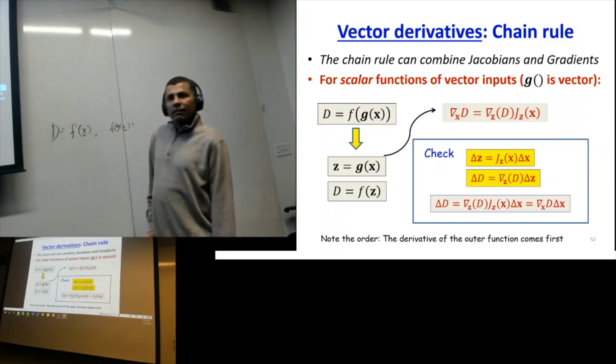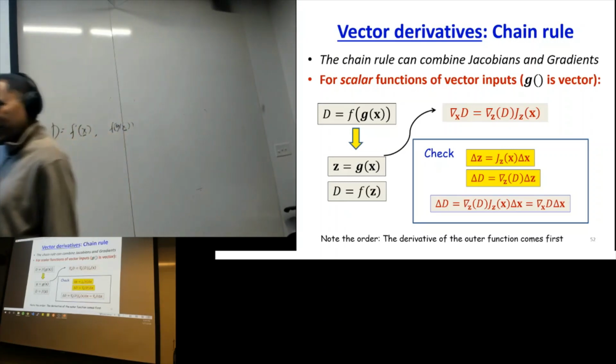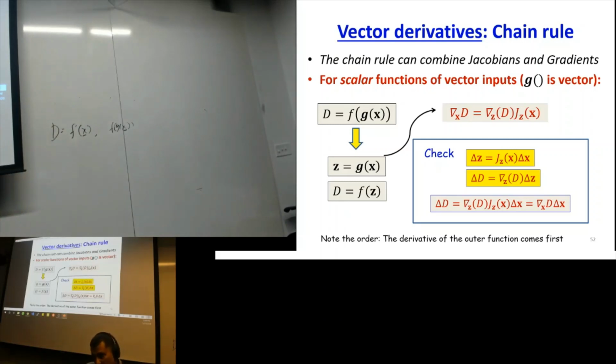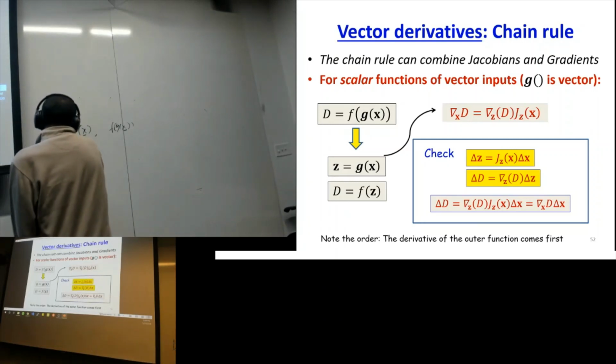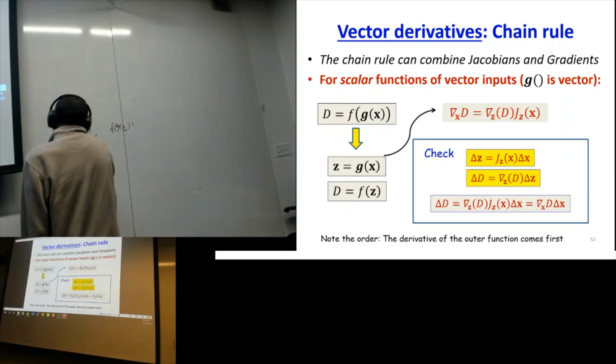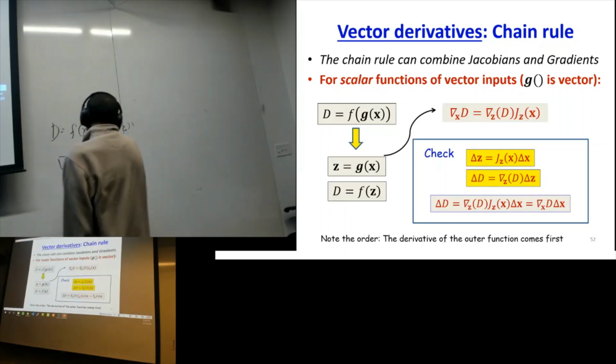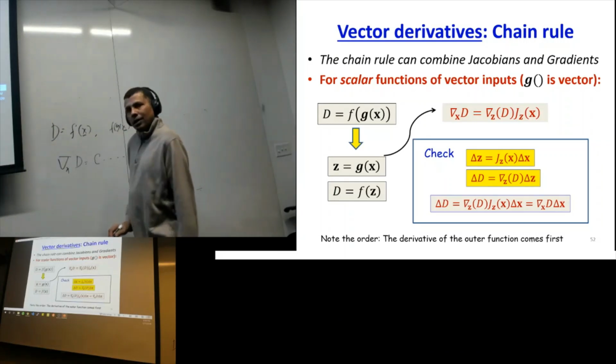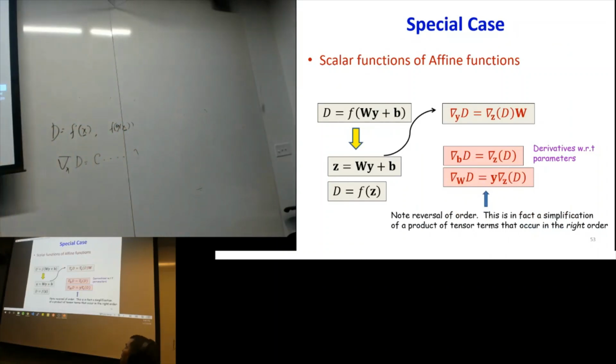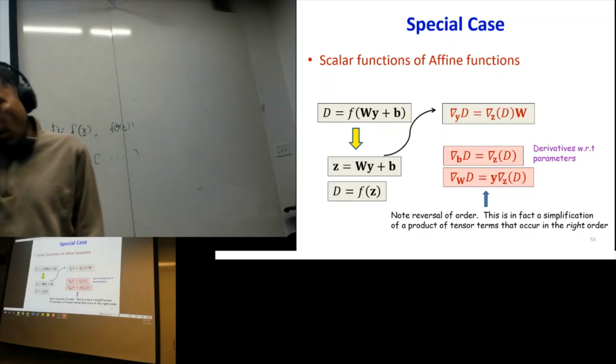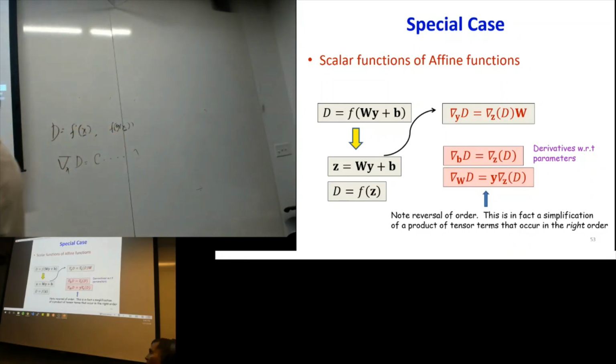If the final value in the final variable is a column vector, then the derivative of d with respect to x is going to be a row vector. So here is a scalar function of affine functions. Suppose I have some function d of y, which is written in this manner, that d equals some f of wy plus b.